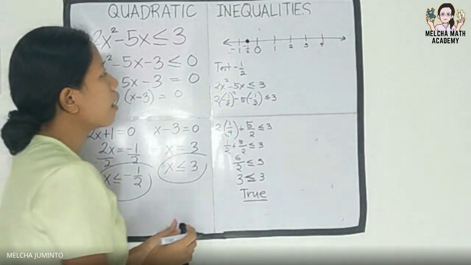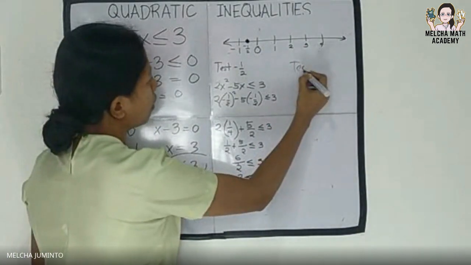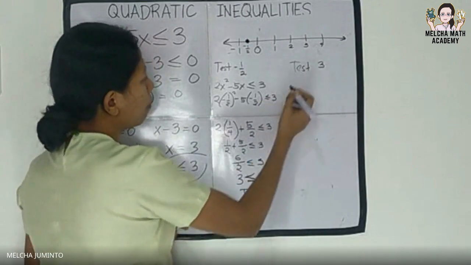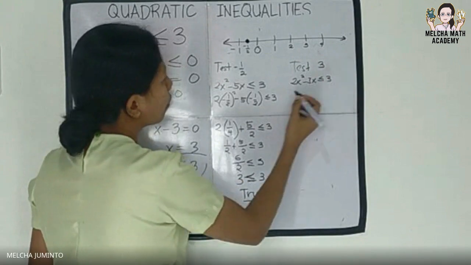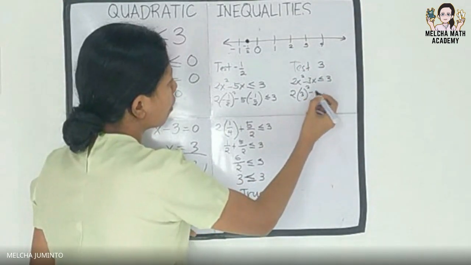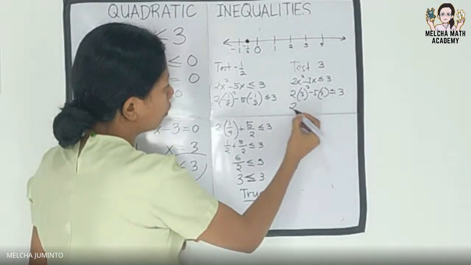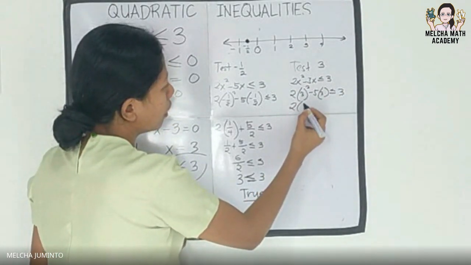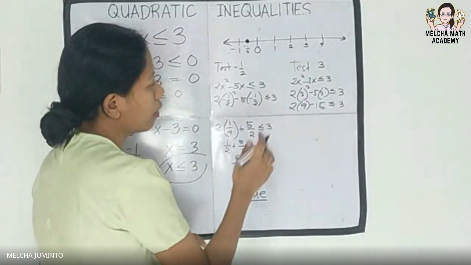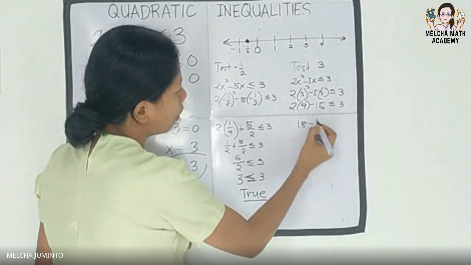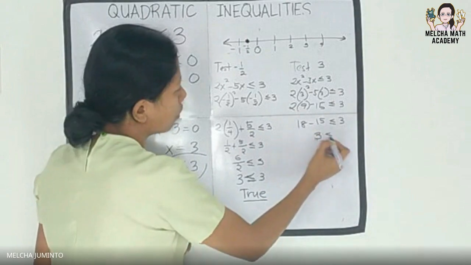Okay, next, let us test 3 from the solution. Let us test 3. Same, replace x with 3 in the original inequality. 2 times 3 squared minus 5 times 3 less than or equal to 3. Apply the exponent first. The square of 3 is 9 minus 15 less than or equal to 3. 9 times 2 is 18 minus 15 less than or equal to 3. 18 minus 15, 3 less than or equal to 3.